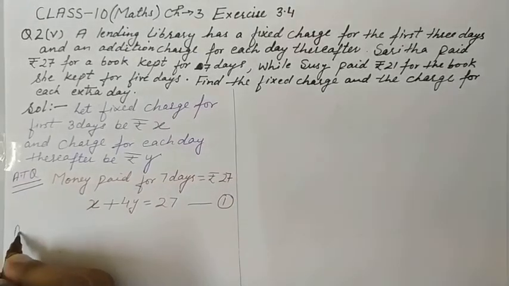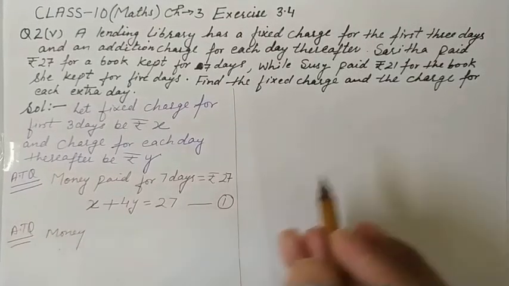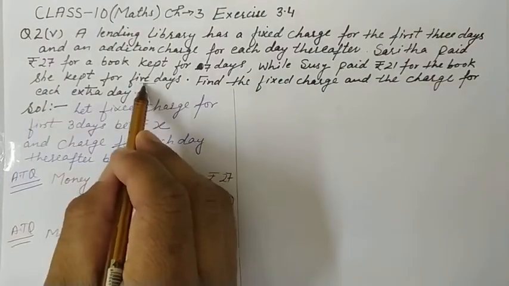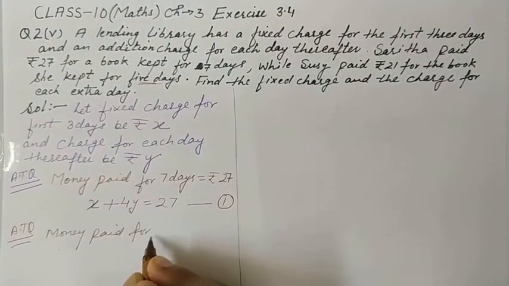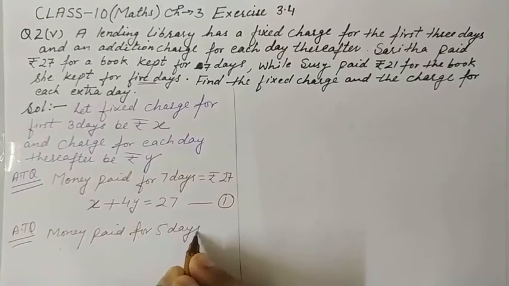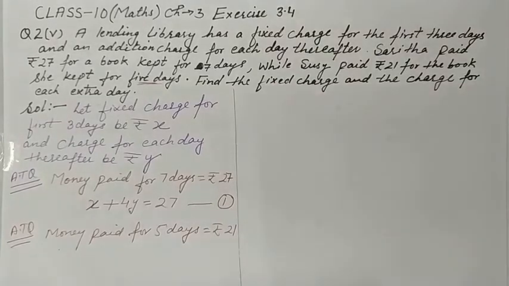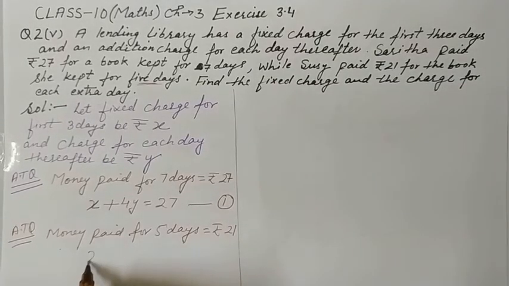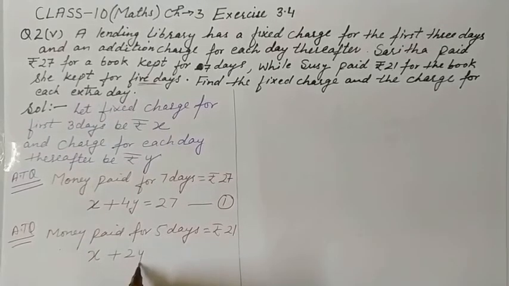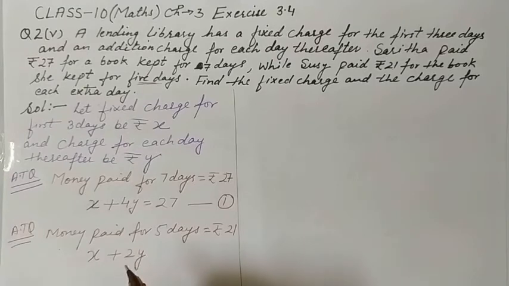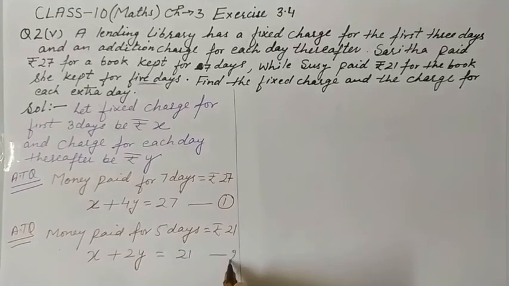And for the second, according to the question, the money paid is 21 rupees for 5 days. So the money paid for 5 days is equal to rupees 21. Now how can we give the money for 5 days? For the first 3 days it is X. Now 2 days are left. For those 2 days the money is 2Y, because for the first day the money is Y, for 2 days the money is 2Y. So that is equal to 21. This is our second equation.